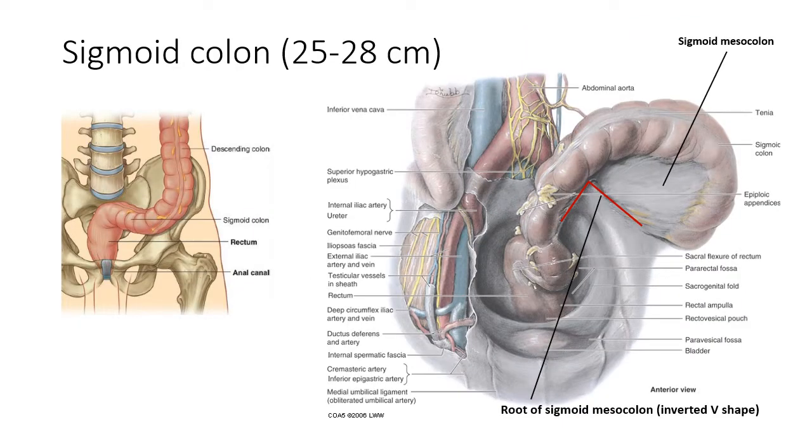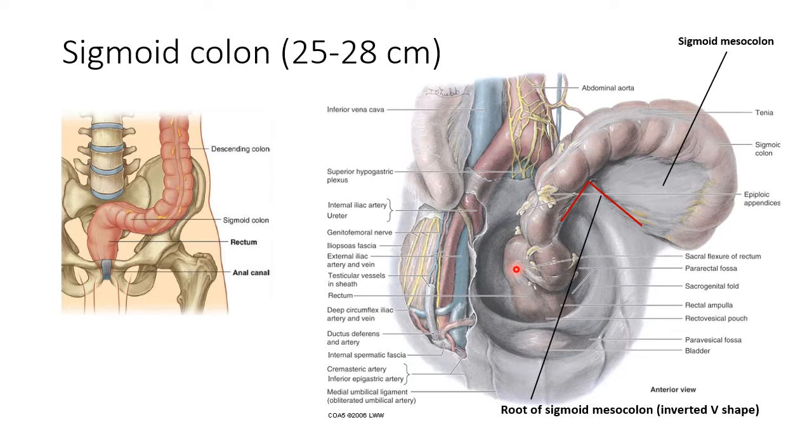Now let's move to the sigmoid colon. I told you the sigmoid colon starts, or is a continuation of the descending colon, very close to the pelvic brim. So this circle corresponds to the pelvic brim. It starts from there and goes down and continues with the rectum at the level of the third sacral vertebra. So the rectum starts at the level of S3.